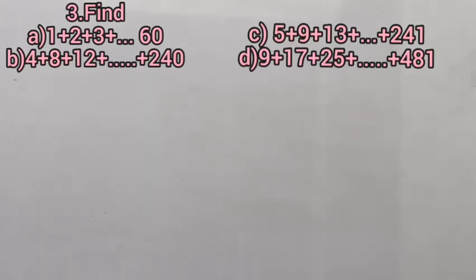Okay. Yes, children. Now let us move on to question number 3. Here you can see there are 4 bits A, B, C and D. So let us proceed each of them one by one. Okay. So moving on to the first one.